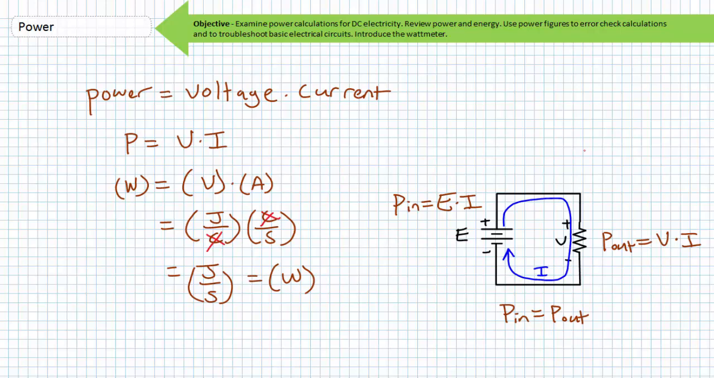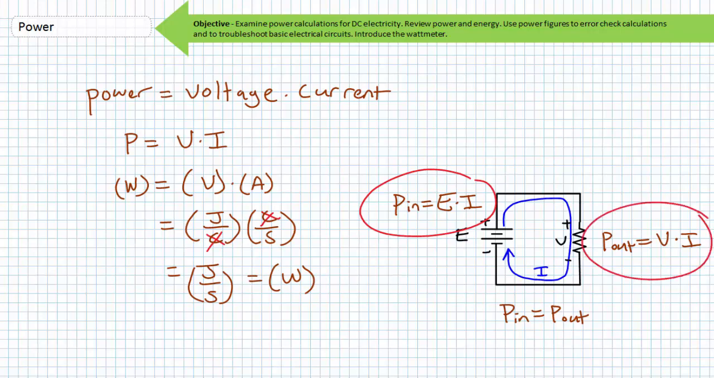This means you can't get more power out of something than you put into it. It'd be nice, but you can't. It also means all input power has to come out somewhere. The reason why this power in always equals power output relationship is so powerful for error checking calculations is because you're coming at your calculations from two different perspectives, the source side and the load side.